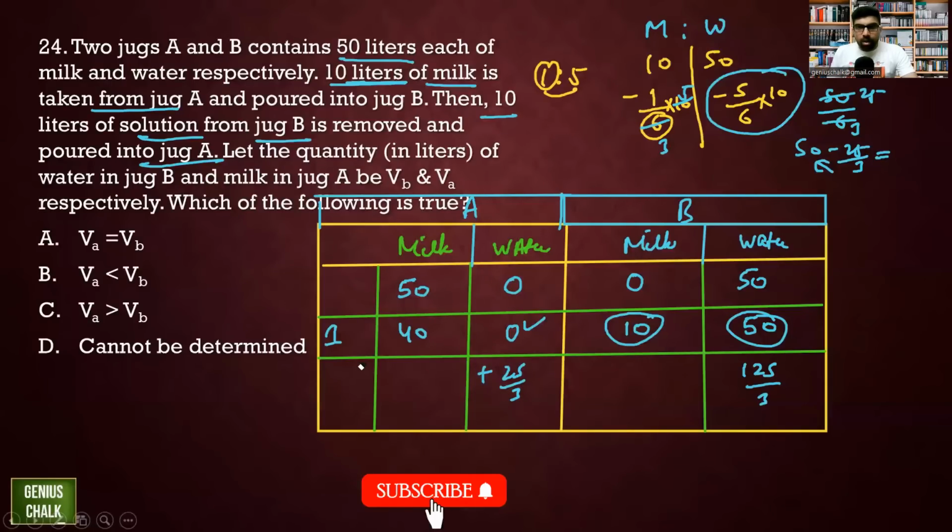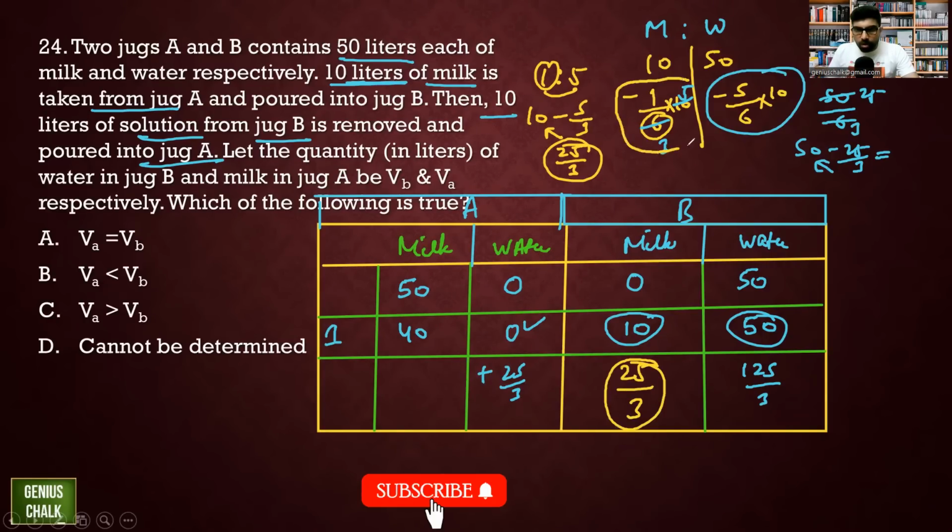From B to A. Now what about this milk? Let's write, because it's asking about milk. So basically we have to focus on milk only. So 10 minus 5 by 3. This is 30 minus 5, 25 by 3. That means this much milk will be left here. So 25 by 3. Right? And because minus 5 by 3 is gone here.